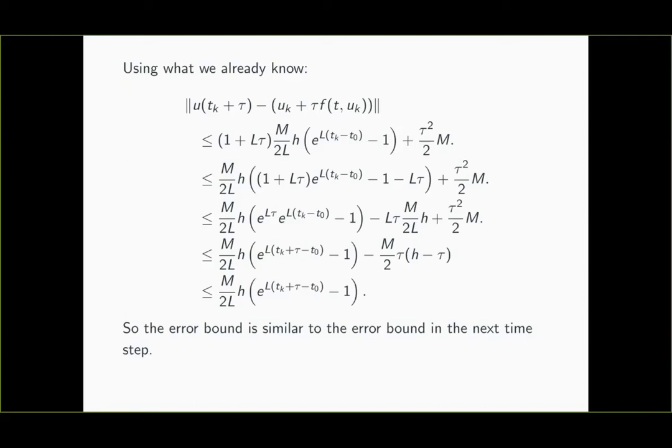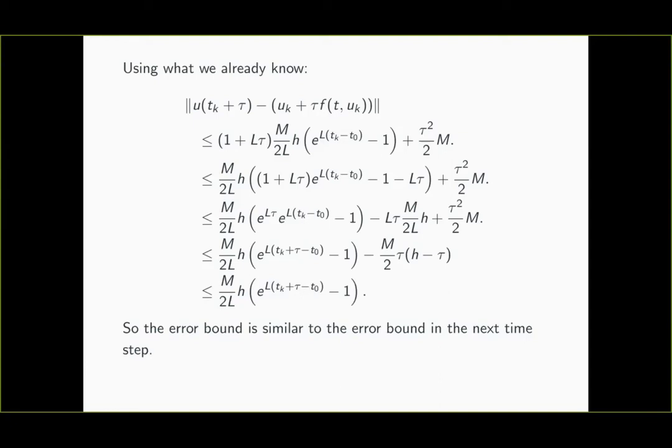Okay, what follows is only some algebraic manipulation. I take this factor 1 plus L times tau and pull it into the brackets. So I get m over 2L times h, and then (1 plus L times tau) times that exponential minus 1 minus L tau, still plus tau squared over 2 times m.